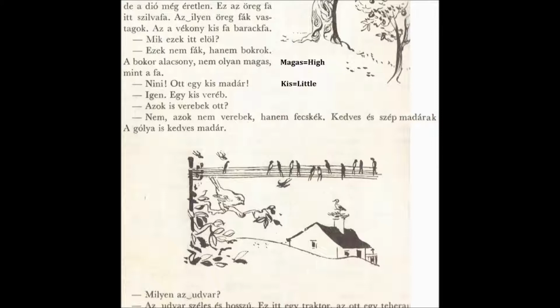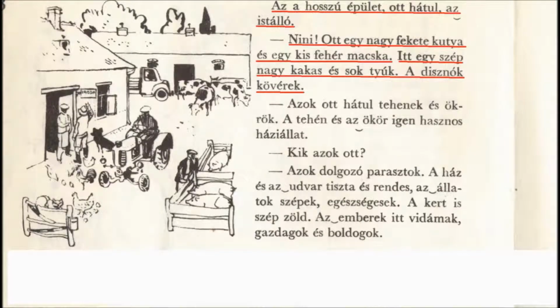So there's a picture of some birds sitting on a wire in a house, and you see there's a stork on the chimney there, on that house. Then we have a text describing the farm.